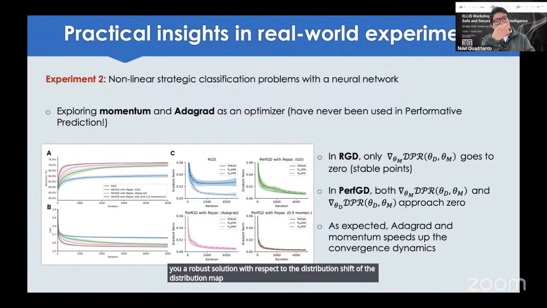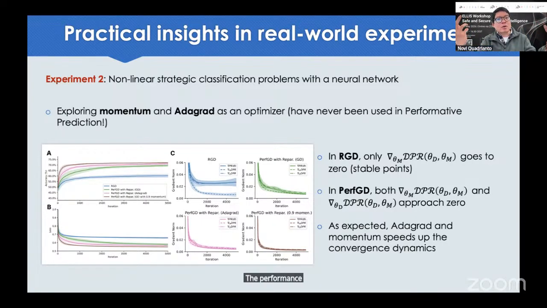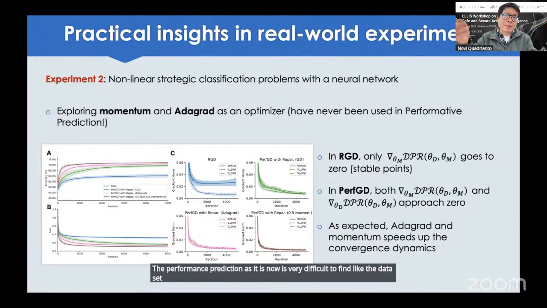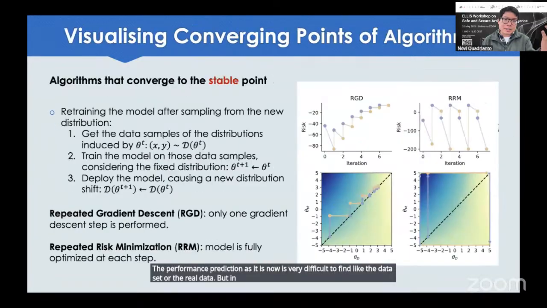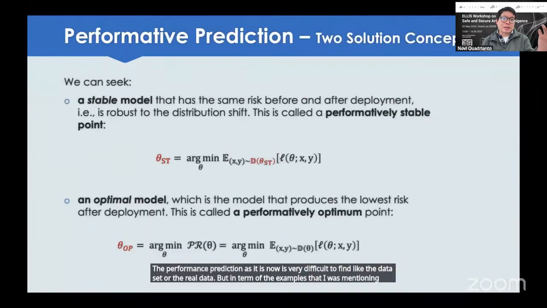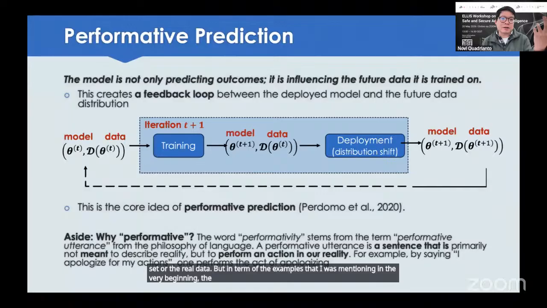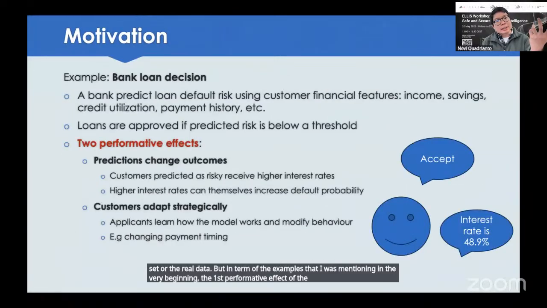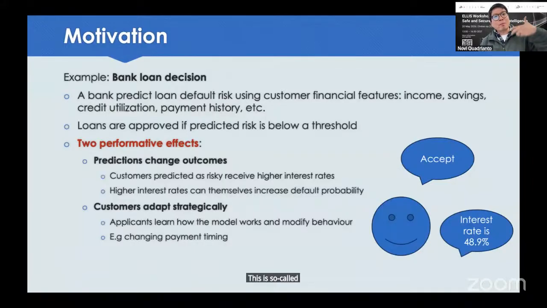I might also want to say some things about the data collection itself. With performative prediction as it is now, it's very difficult to find the data set or the real data. But in terms of the examples that I was mentioning in the very beginning, the first performative effect of the bank loan, where the prediction changed the outcome, this is so-called outcome performativity.